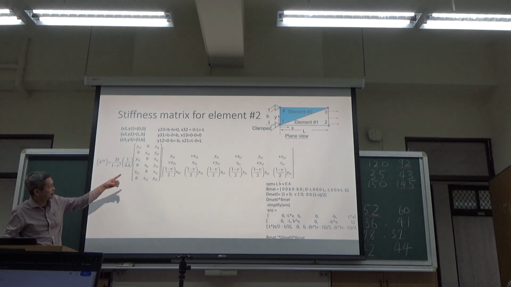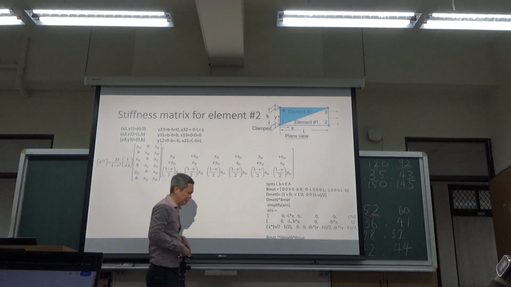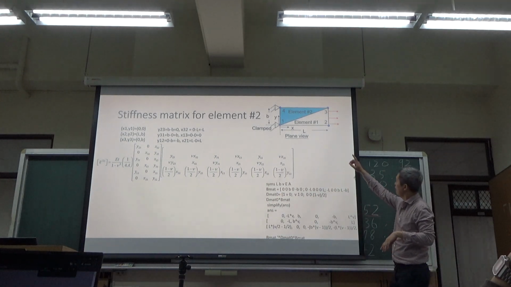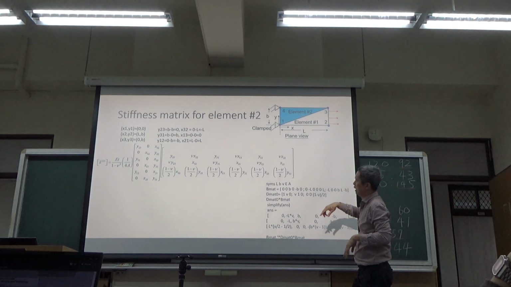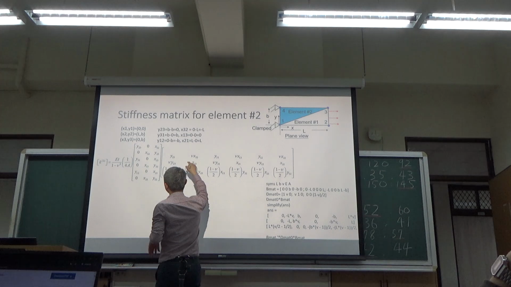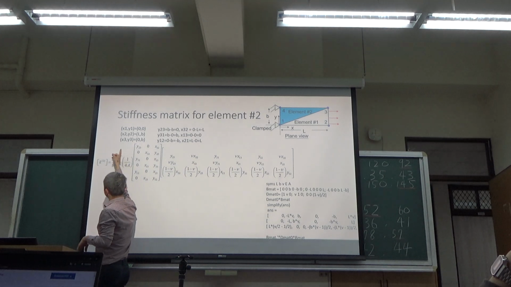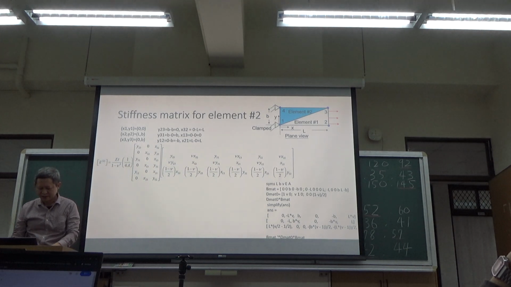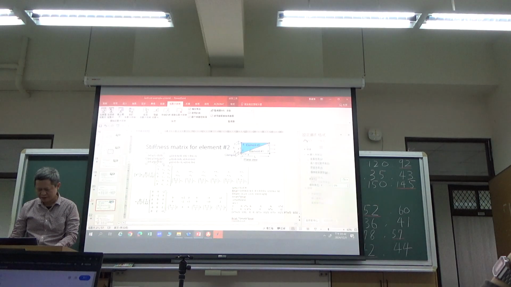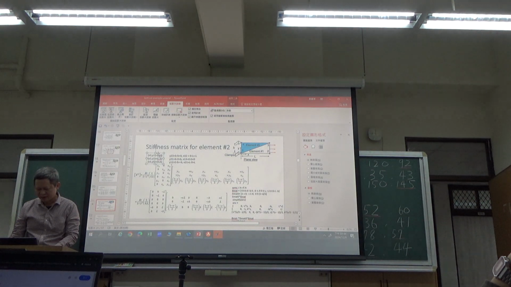I'm showing the second element now. For the second element, you are not going to have nodes 1, 2, 3. You're going to have nodes 1, 3, 4. But please rearrange them in order. This is actually nodes 1, 3, 4.